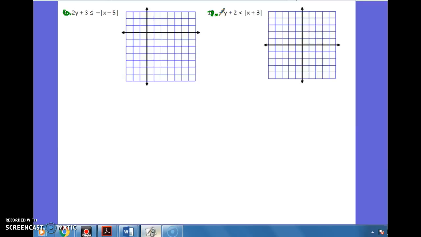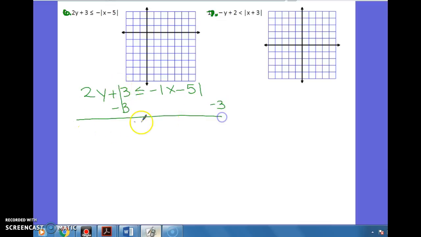Because the only thing that is different from graphing absolute values to graphing absolute value inequalities is that we shade them. So the best way to graph this is to solve for y. So what would I do to solve for my y? What's your first move? Yeah, subtract 3 from both sides. So now I have 2y is less than or equal to negative absolute value of x minus 5 minus 3.